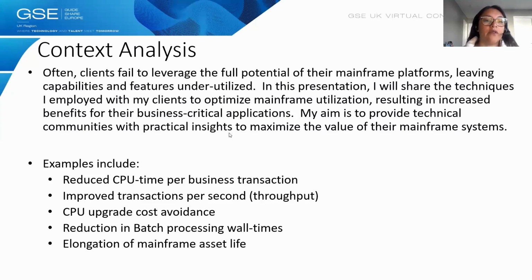Okay, so the context of this presentation today is that clients fail to leverage the full potential of their mainframe platform, and often they underutilize their capabilities. So today I'm going to share with you some of the techniques that I applied in my clients to optimize the mainframe utilization: reduce CPU time per business transaction, improve transactions per second or throughput rate, CPU upgrade cost avoidance, how you can maximize the life of your asset, right? Reduction in batch processing wall times, and as I mentioned, an elongation of mainframe asset life.